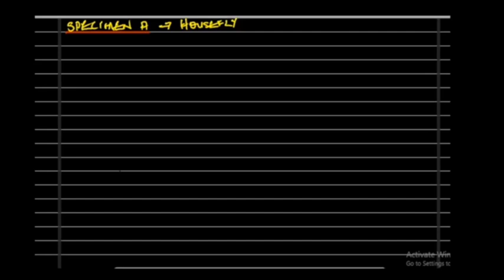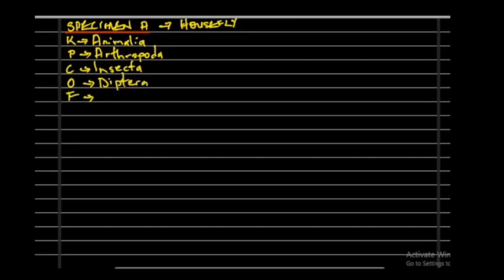So this is its taxonomical classification, starting from the kingdom. Kingdom, we have it to be Animalia. The phylum, it is Arthropoda. Then we have a class which is Insecta. We have the order now to be Diptera. We have the family of this particular organism to be Muscidae. And then we have the genus to be Musca, and the species for this organism is domestica.